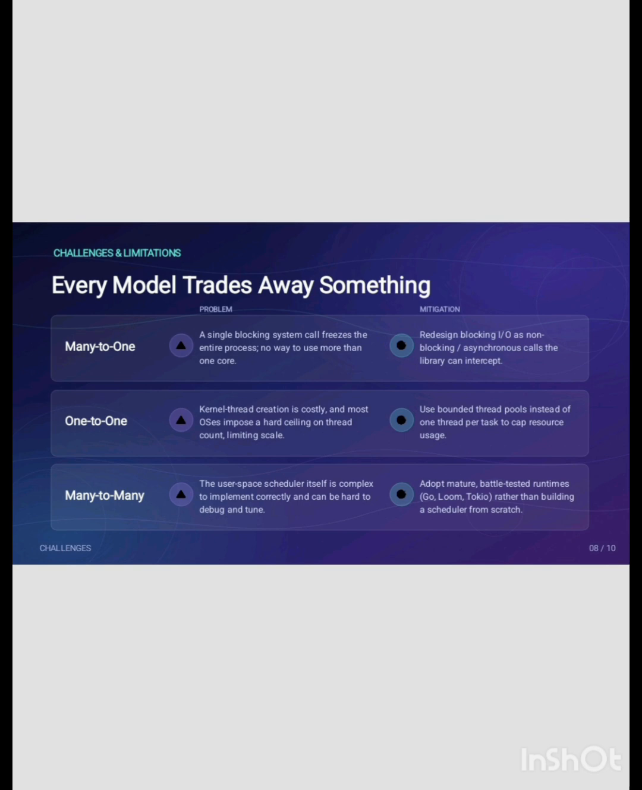Challenges and limitations: every model trades away something. Many-to-one problem: a single blocking system call freezes the entire process, and there is no way to use more than one core. Mitigation: redesigning blocking I/O as non-blocking asynchronous calls, which the library can intercept.